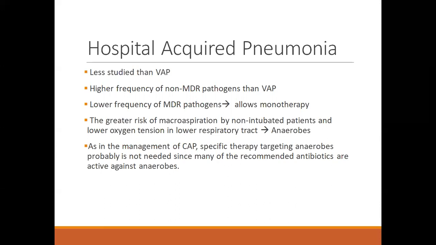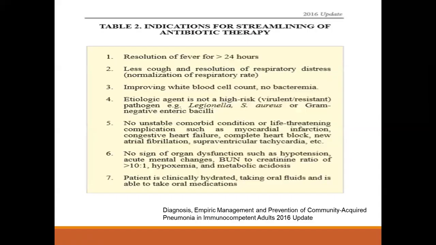The greater risk of macroaspiration by non-intubated patients and lower oxygen tension in the lower respiratory tract poses anaerobes as the etiologic agent. As in the management of community-acquired pneumonia, specific therapy targeting anaerobes probably is not needed, since many of the recommended antibiotics are active against anaerobes.